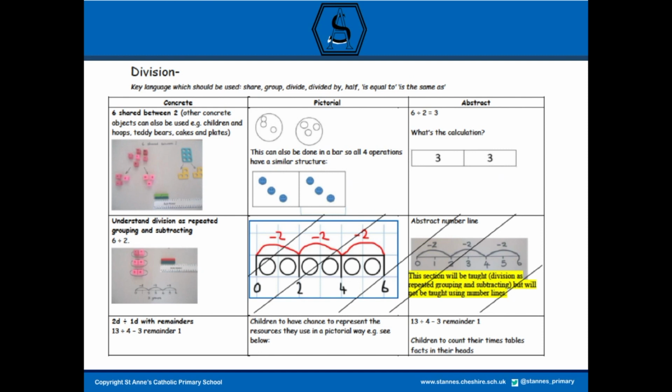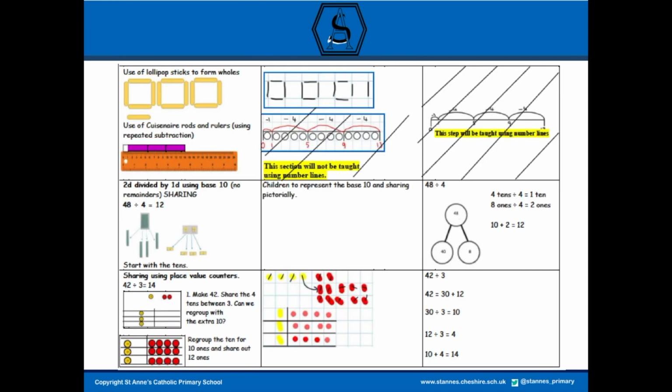We then move on to a 2-digit number divided by a 1-digit number, which leaves remainders. Now you can see here on the lollipop sticks, we have 13 divided by 4. We've got 13 sticks shared into 4, which is 3 groups, remainder 1. You can see this using the Cuisenaire as well. And then we move on to the pictorial, where the children physically draw this in their books. And again, I have crossed out the number lines because that is not what we teach in Inspire Maths in St Anne's.